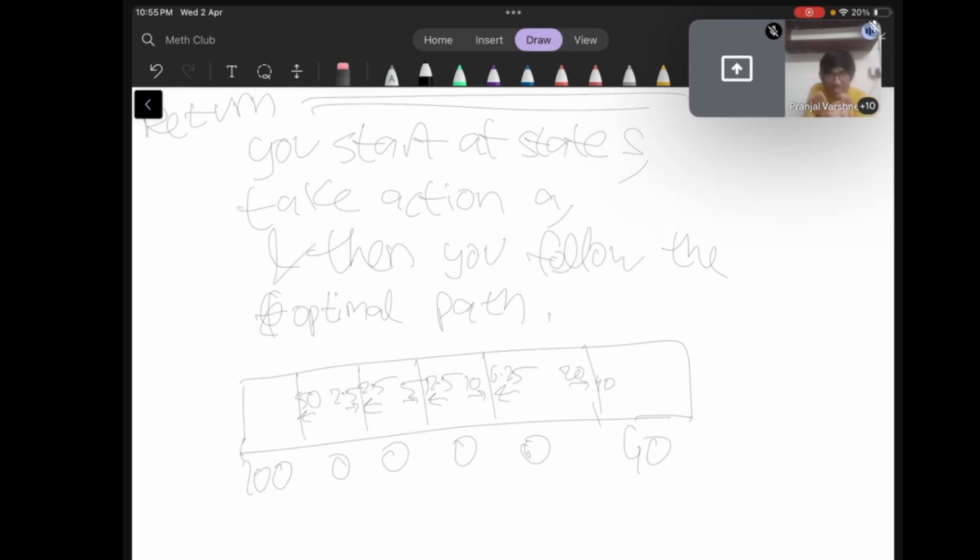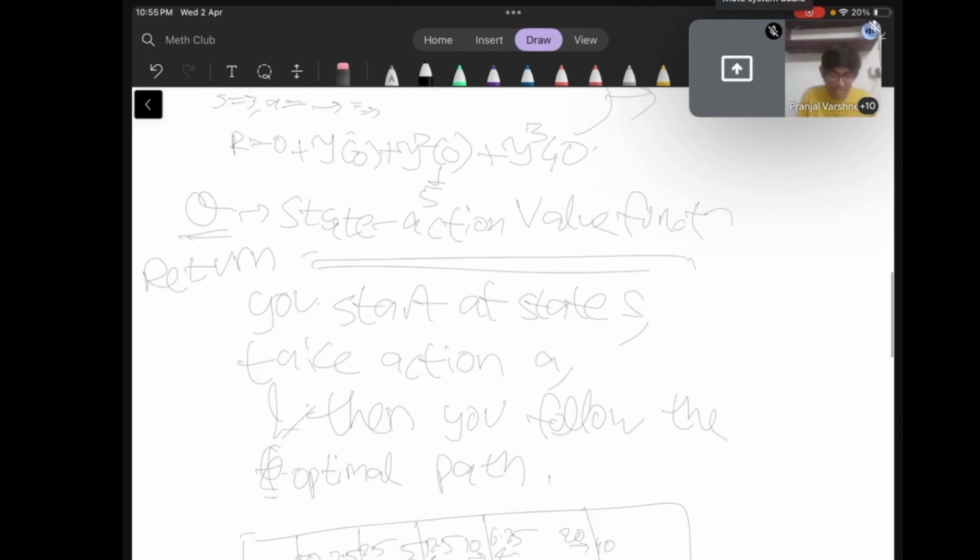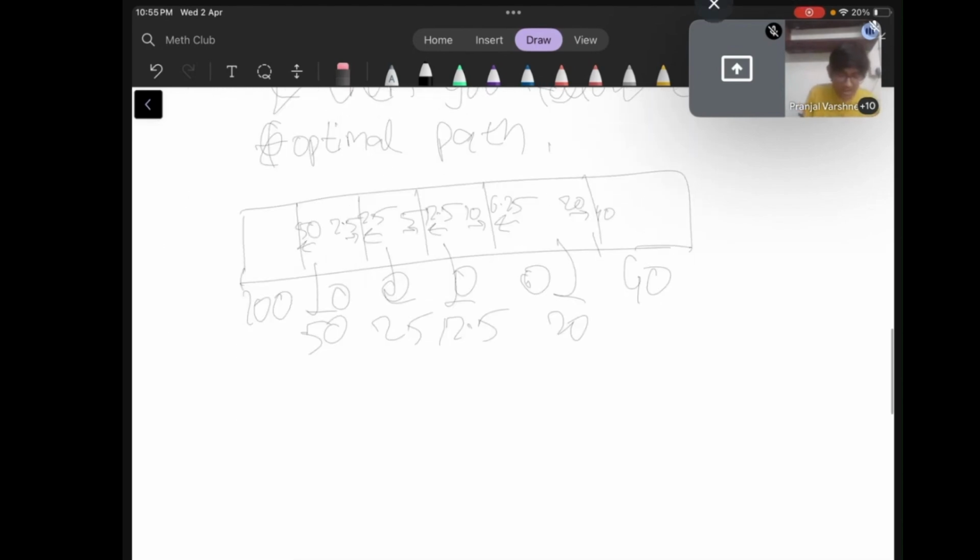The functions for all possible actions, the maximum of the output of the function for all possible actions. So in this case, the policy will be, we already discussed this, I'm just formalizing it more. It will be 50, 25, 12.5, 20, and this is 40, and that is also 100. So that is your state action value function. That's your Q.